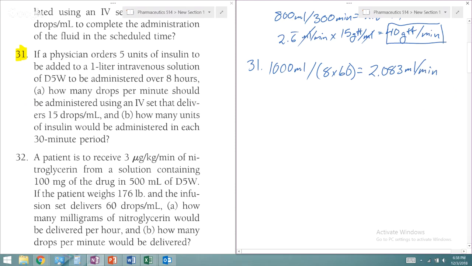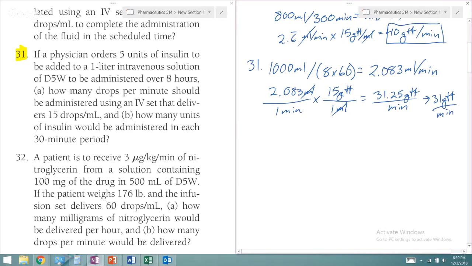And then we have to figure out, so 2.083 milliliters a minute. And then you have 15 drops per milliliter. So you find drops per minute is 31.25. But then again, you have to round this to 31 because you can't have a quarter of a drop on the infusion set. So that is your one answer in this.